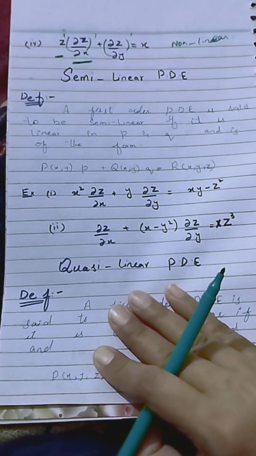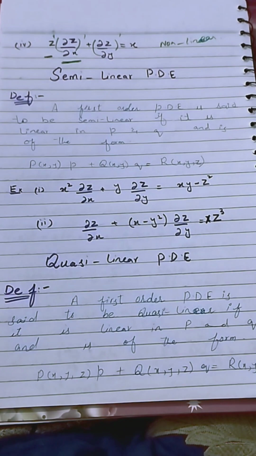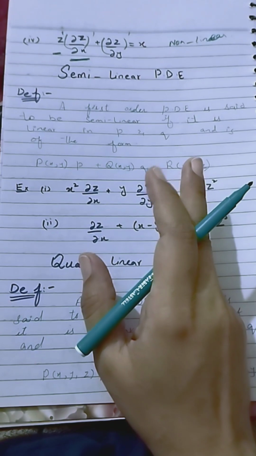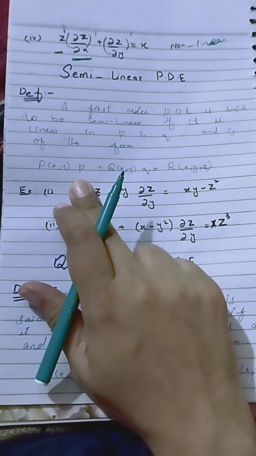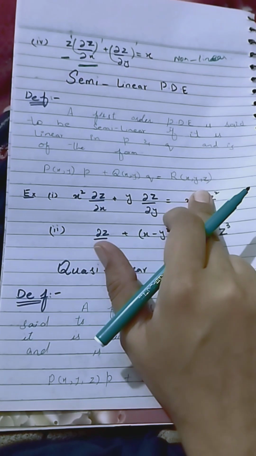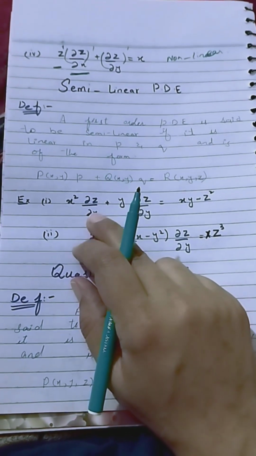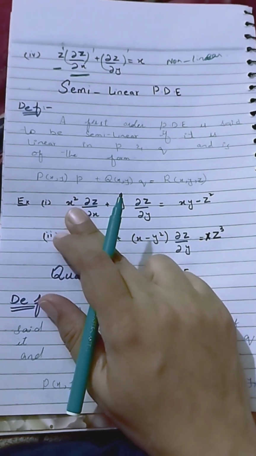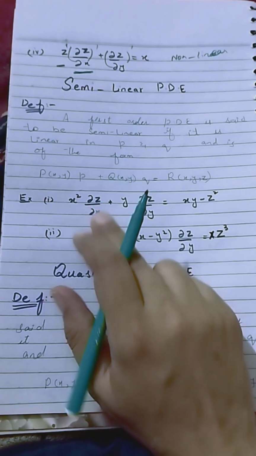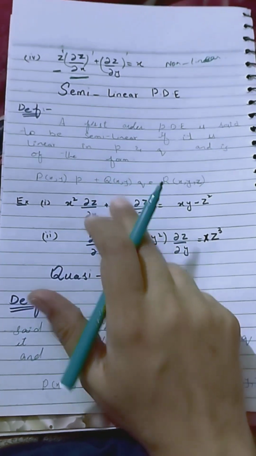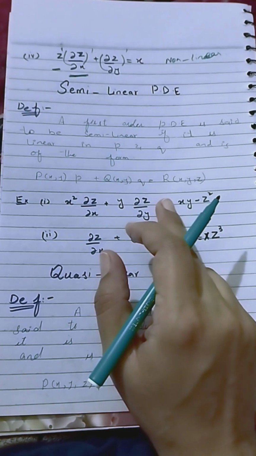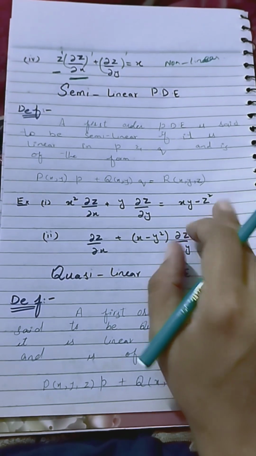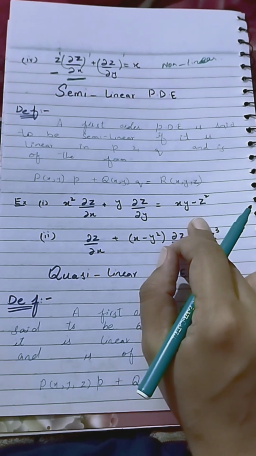Let's see semi-linear partial differential equations. A first order partial differential equation is said to be semi-linear if it is linear in p and q and is of the form P(x,y) p plus Q(x,y) q equals R(x,y,z). Let's understand this definition with examples. Here P(x,y) would be x squared, p is partial z by partial x, Q(x,y) would be a function like y, q is partial z by partial y, and R(x,y,z) is the function xy minus z squared. So it would be a semi-linear equation.